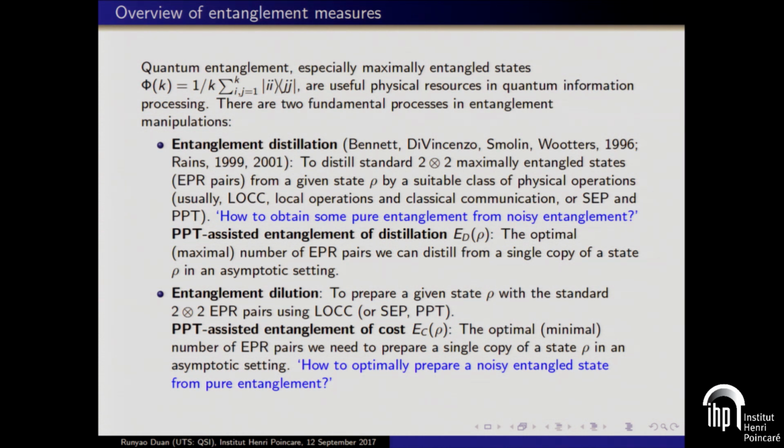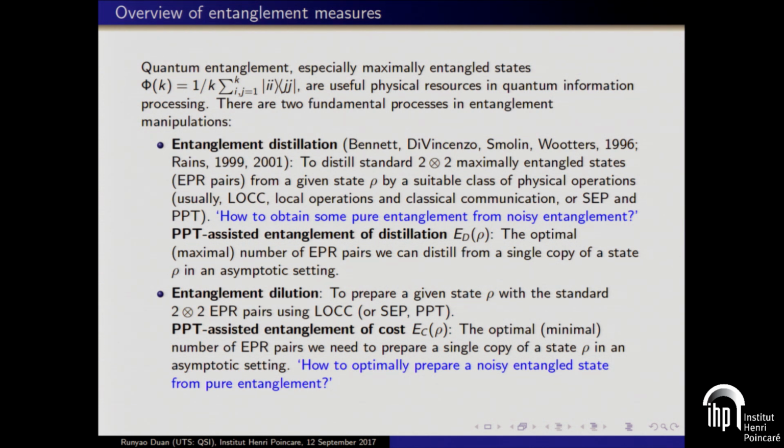Because if something is too pure, then maybe you can't use it directly. You have to dilute it in some way, and then make sure you can actually use it. So this is something we call entanglement cost. It essentially means how many EPRs we need to prepare a noisy state. So these are actually two different processes.